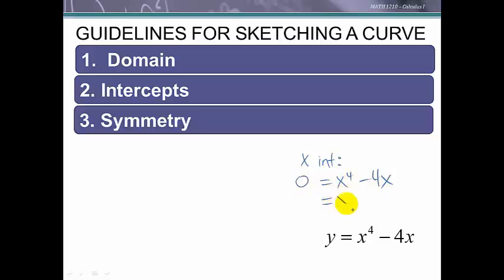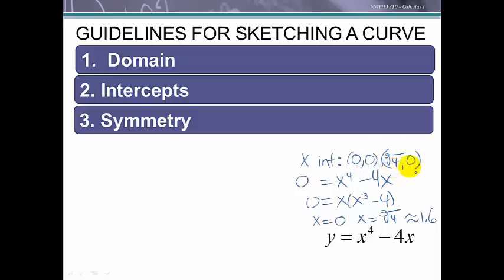The intercepts: remember that we find x-intercepts by substituting 0 for y, so let's do that. We can factor out an x and have x cubed minus 4 equals 0, so that means x equals 0 or x equals the cube root of 4, which is about 1.6. So our x-intercepts are at 0, 0, and at the cube root of 4, 0. Now for y-intercepts, we would put 0 in for x, but we would get back 0, so this x-intercept is also where it crosses the y-axis.